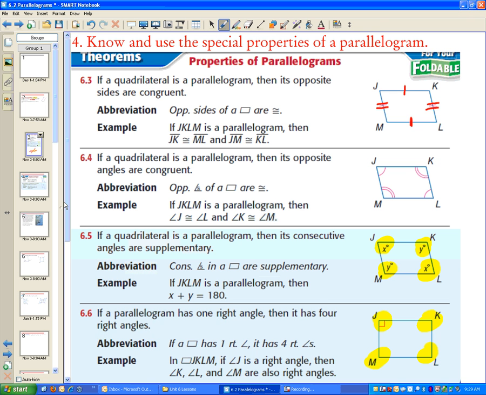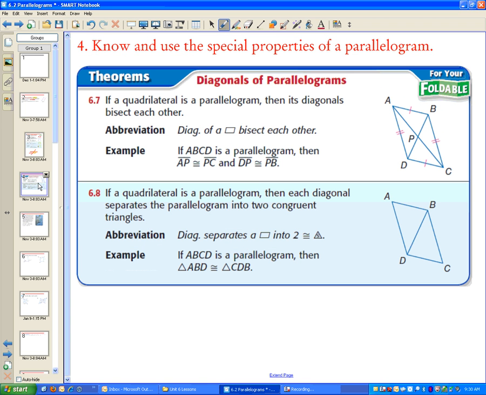All right. Now, we also have a property about the diagonals of a parallelogram. And the first one says this: if a quadrilateral is a parallelogram, then its diagonals bisect each other. So the diagonals of a parallelogram bisect each other. They don't have to be congruent to each other, but they bisect each other.